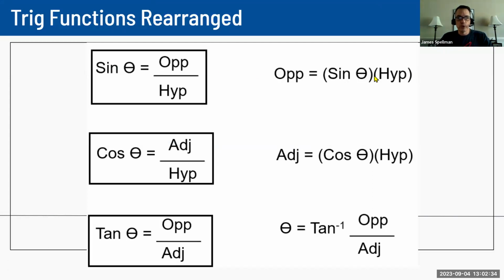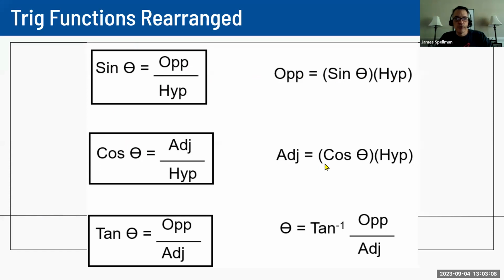Oftentimes we rearrange them. We'll notice here that the sine of theta is the opposite side divided by the hypotenuse. If we're trying to find the length of the opposite side and we know the hypotenuse, then we multiply both sides by the hypotenuse. The formula simply turns into what we see over here on the right-hand side, where the sine now has hypotenuse with it, and the opposite has lost its hypotenuse. Effectively, the hypotenuse goes from the bottom of the fraction and multiplies itself times the sine.